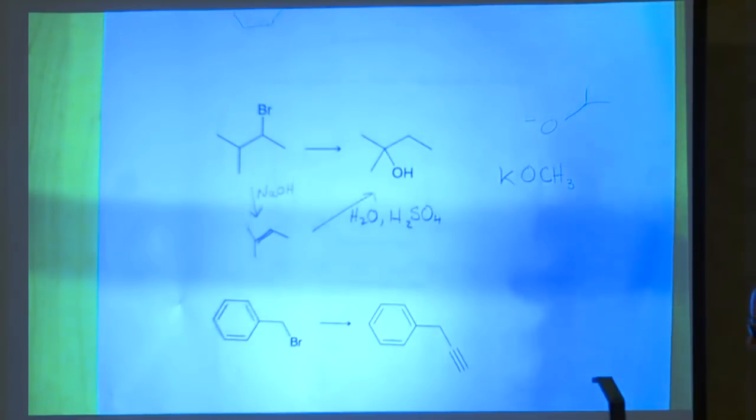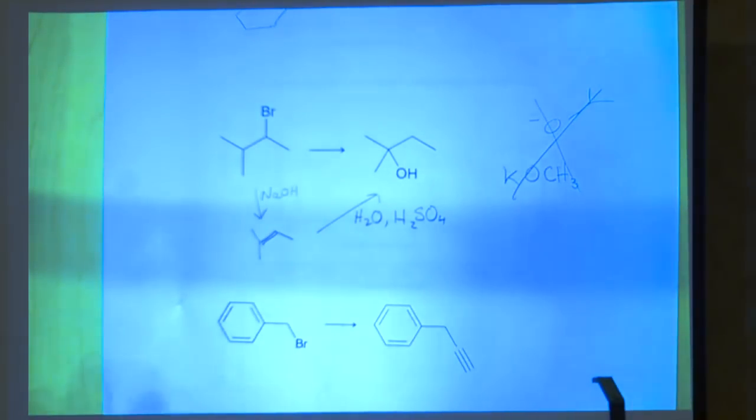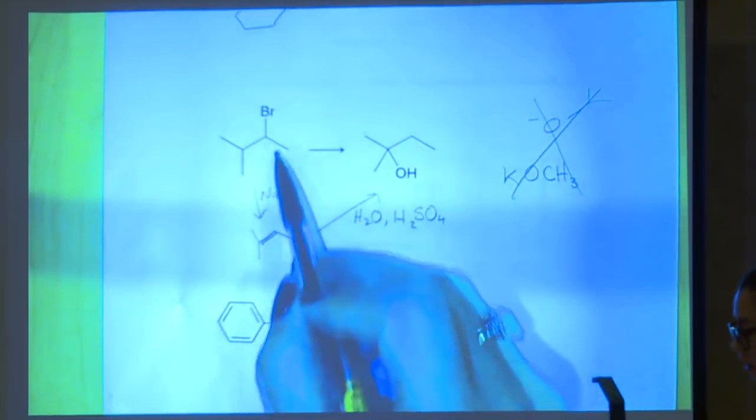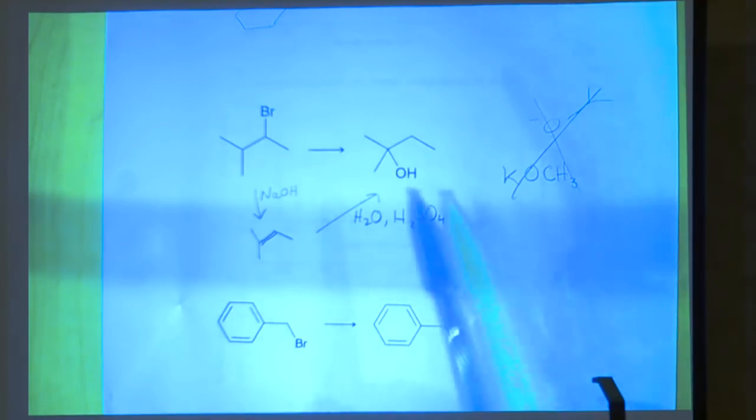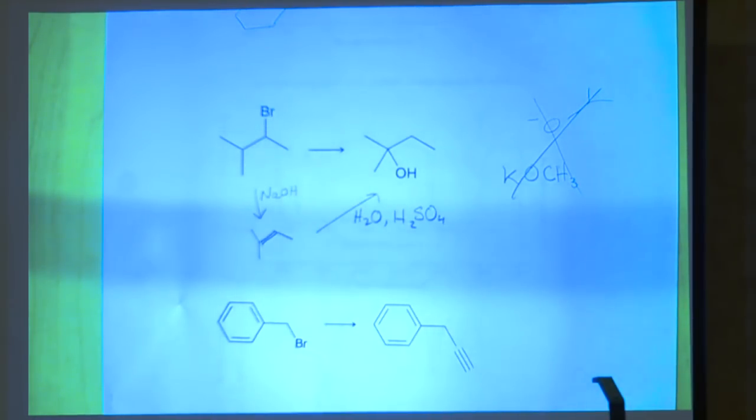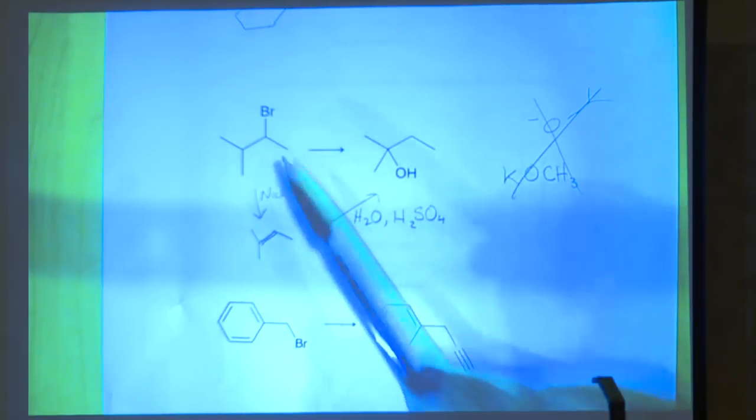So, yeah, exactly. Can anyone explain why a bulky base would give us a Hoffman product? Awesome. Yeah, so it's too sterically hindered to go in and grab that proton that it needs to make the Zaitsev. So it needs to come out here. Make sense?